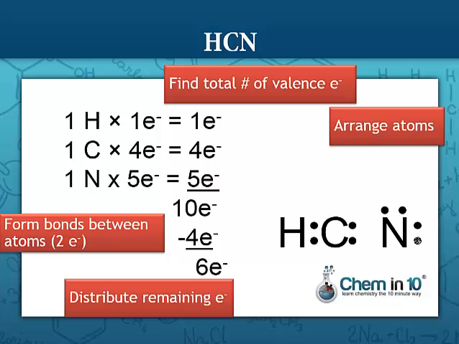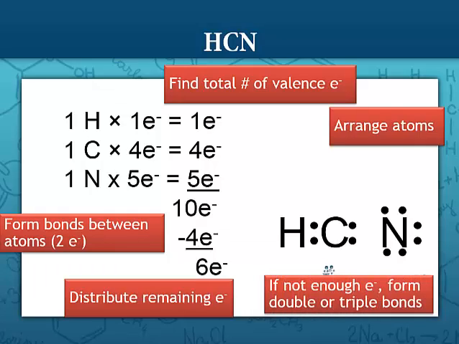1, 2, 3, 4, 5, 6. So now hydrogen has a full outer shell, and so does nitrogen, but carbon doesn't. So again, let's take a lone pair from the nitrogen and double it up. So now we have a double bond between carbon and nitrogen. Carbon now has 6 electrons, nitrogen still has its 8, so it's getting better, but we're not finished because carbon doesn't have a full outer shell.